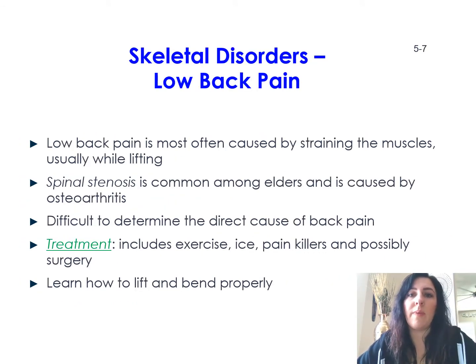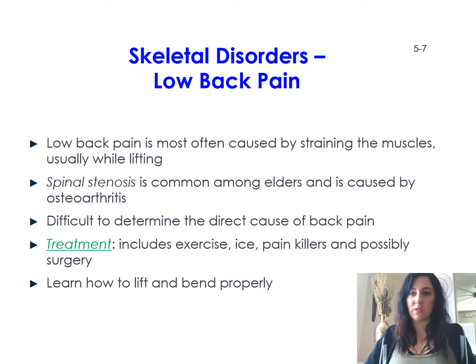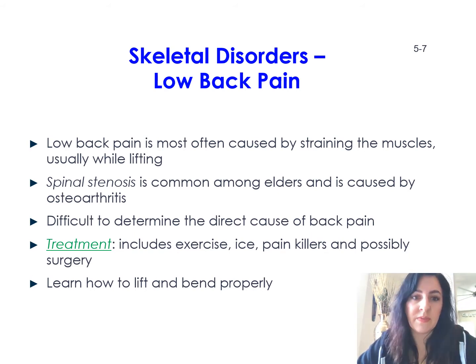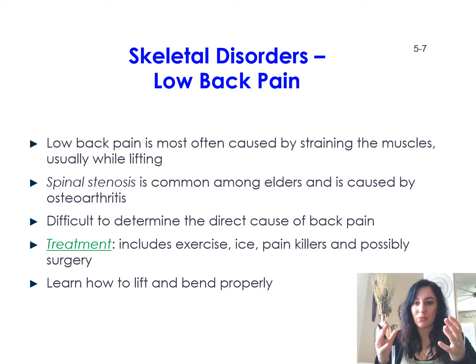Next, we have low back pain. Low back pain is most often caused by straining the muscles, okay, usually while lifting. Spinal stenosis is common among older adults and is caused by osteoarthritis. Okay, it's difficult to determine the direct cause of back pain. Sometimes back pain doesn't even show up in an x-ray, like the cause of the back pain.